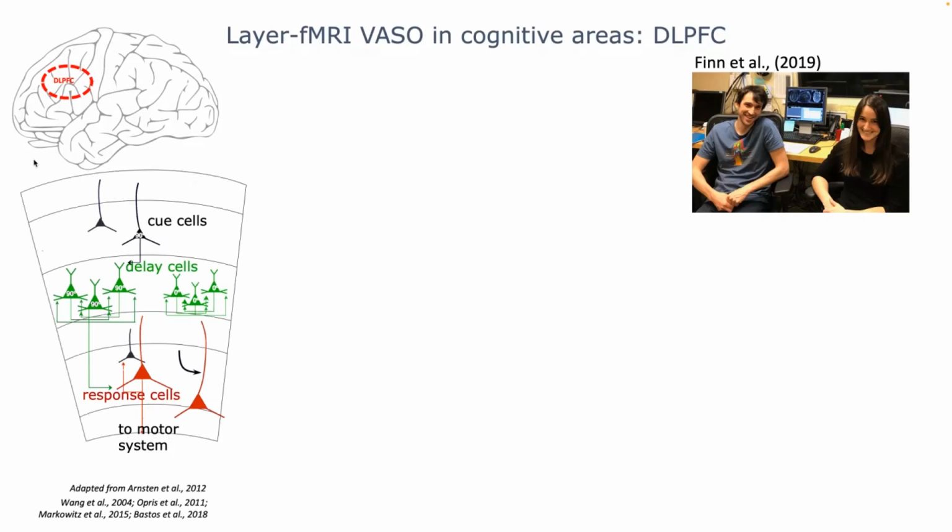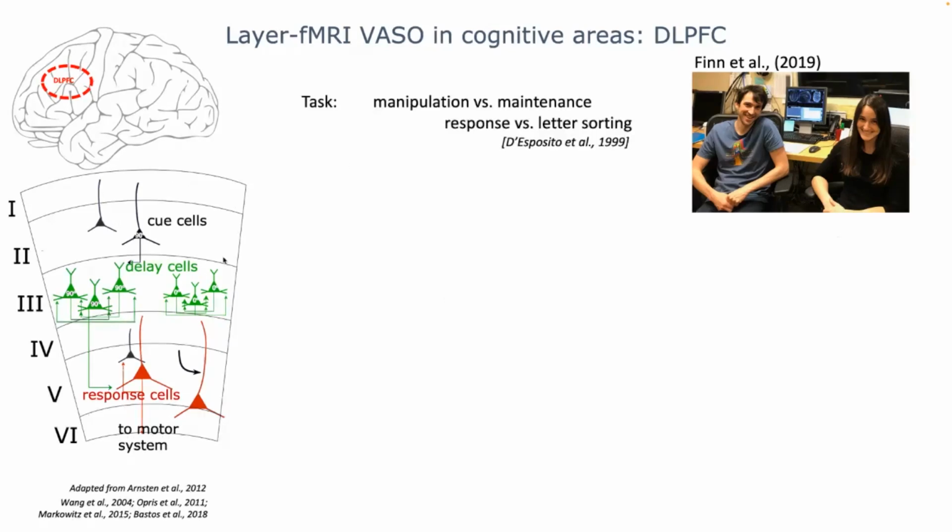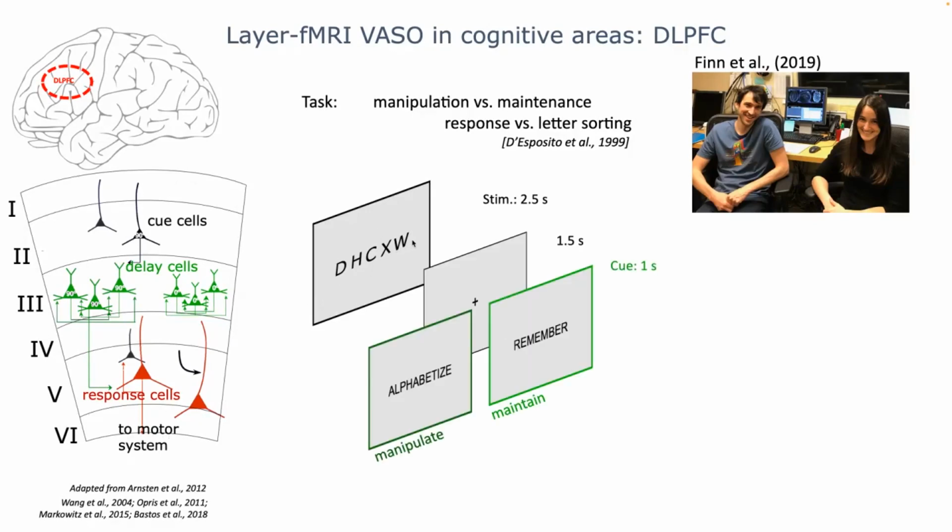And those different populations are located across different cortical layers. So Emily found an old task that should engage these different cells differently, by showing participants strings of letters like D, H, C, X, W, and then cueing them to either memorize the strings in the order they saw them, or to alphabetize them mentally after they're already off the screen. For example, C, D, H, W, X, which is quite a hard task to do, and it's believed to mostly engage the superficial layers.